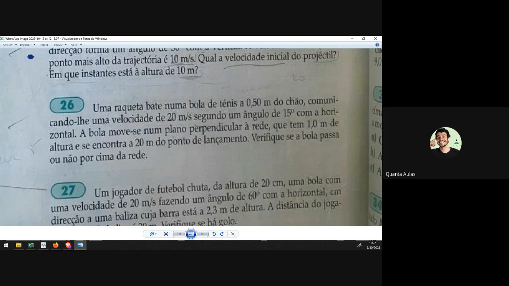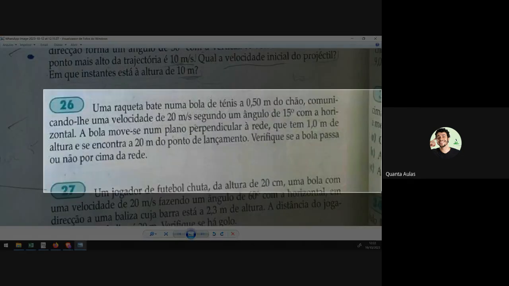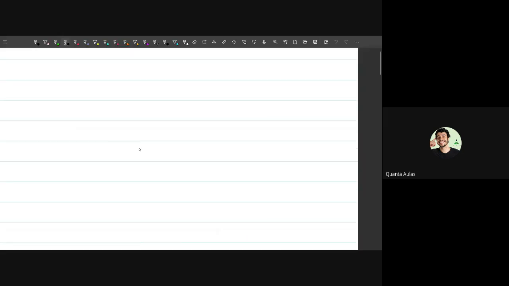But try to do this today. If you don't get a book, I will search for you. Okay, so let's go to the 26. I will translate this.